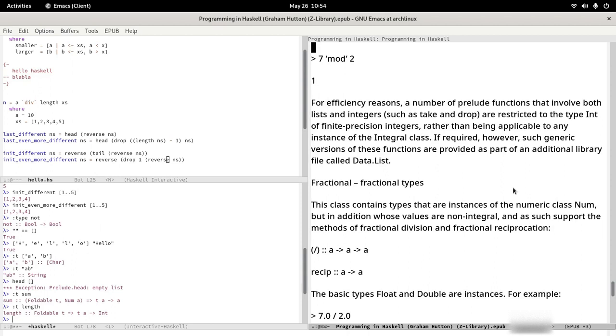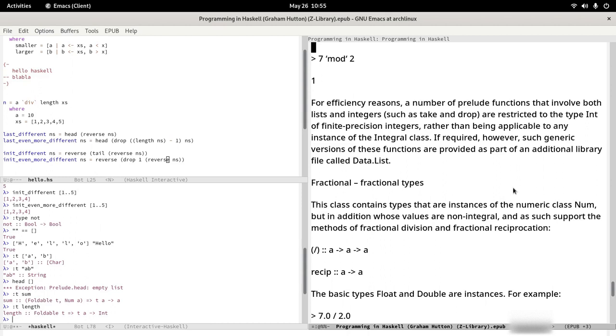For efficiency reasons, a number of prelude functions that involve both lists and integers, such as take and drop, are restricted to the type int of finite precision integers, rather than being applicable to any instance of the integral class. If required, however, such generic versions of these functions are provided as part of an additional library called Data.List.